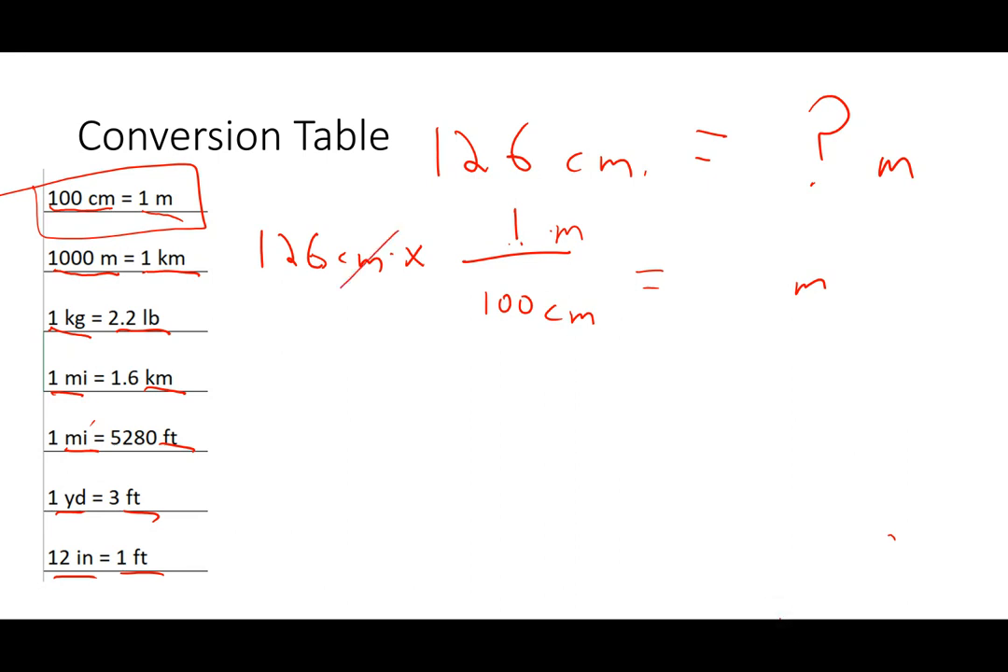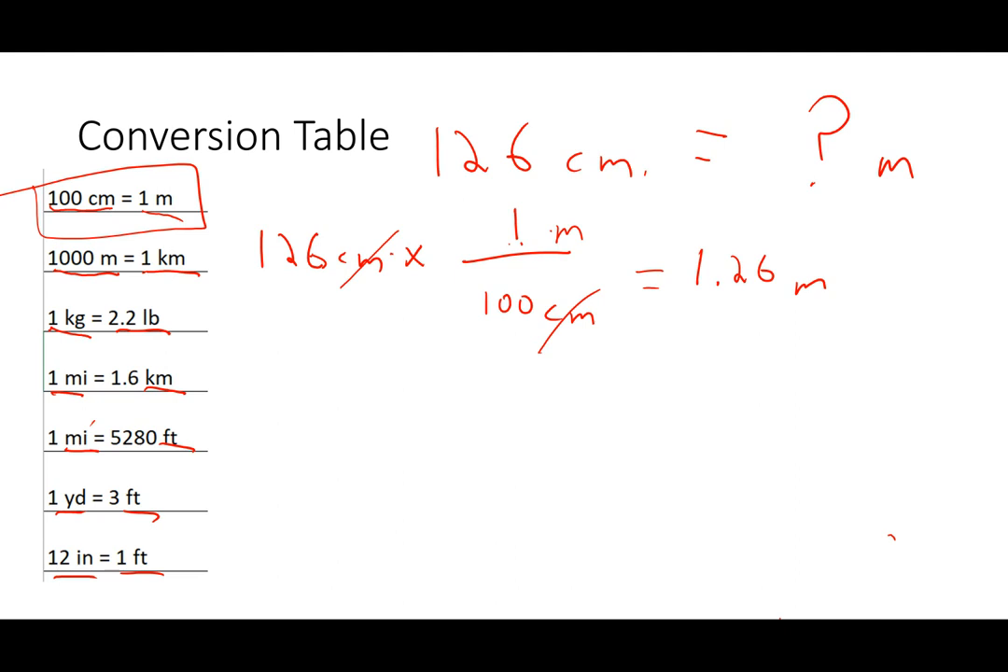Now that I see that cm is on top and on the bottom, it cancels out and my final unit is m. But how do I put this into the calculator? Well, I do 126 times 1 divided by 100. And I will see that that is 1.26 meters.